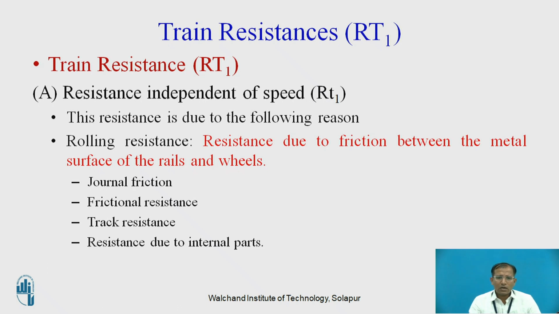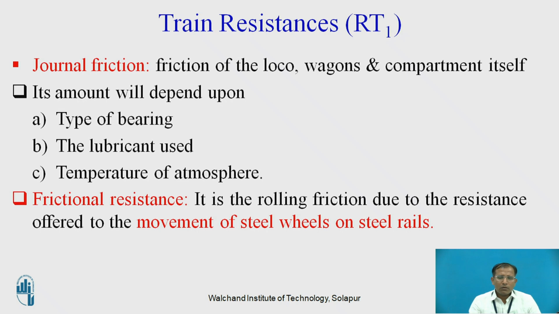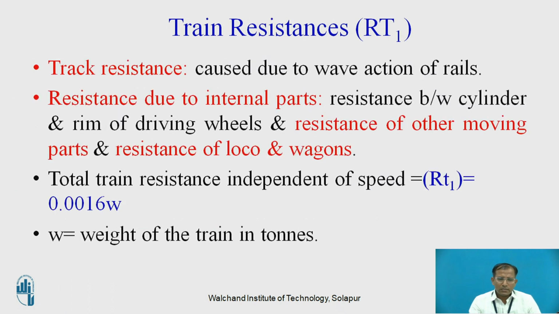So this is called RT1. And it depends upon the type of the bearing you have used, or whether you have maintained the vehicle properly, whether a lubricant is used, and it also depends upon the temperature. So this is called the resistance independent of speed, and it is given by 0.0016 into W, where W is the weight of the train in tons.